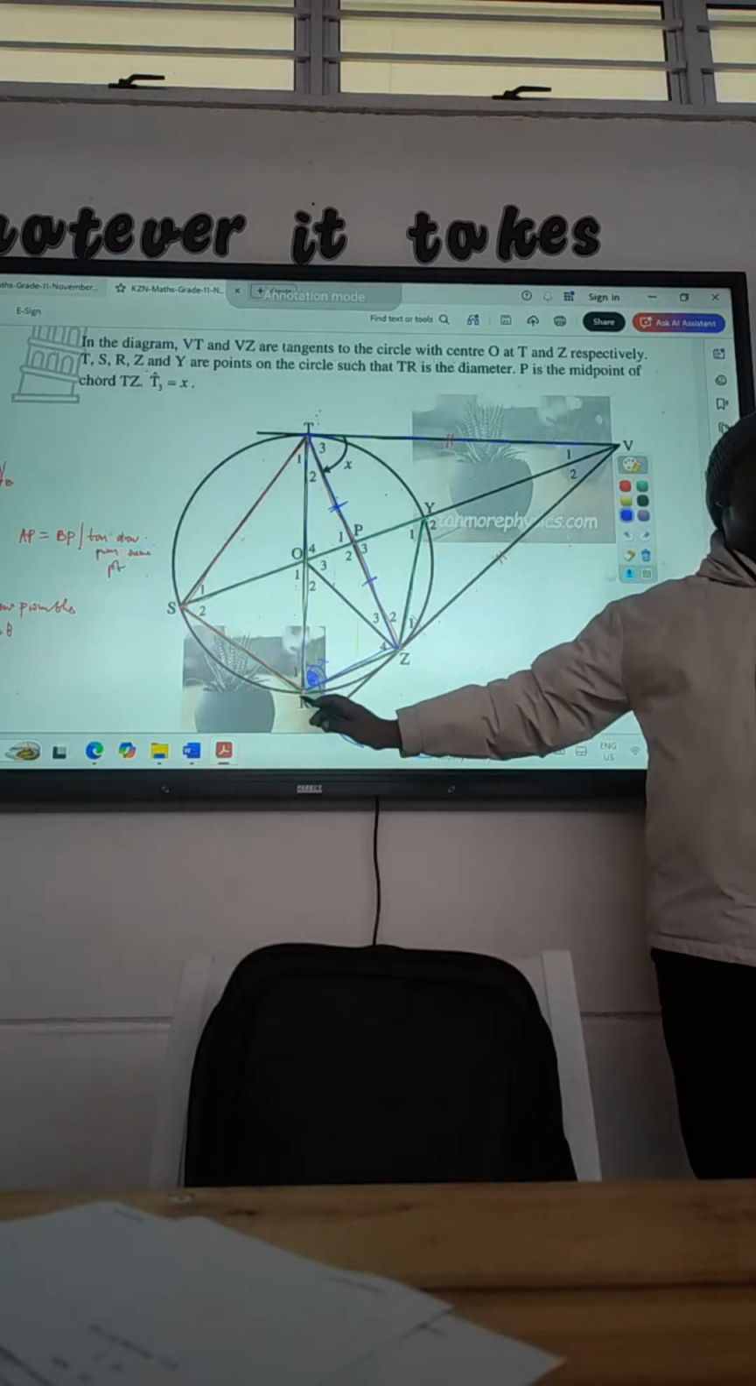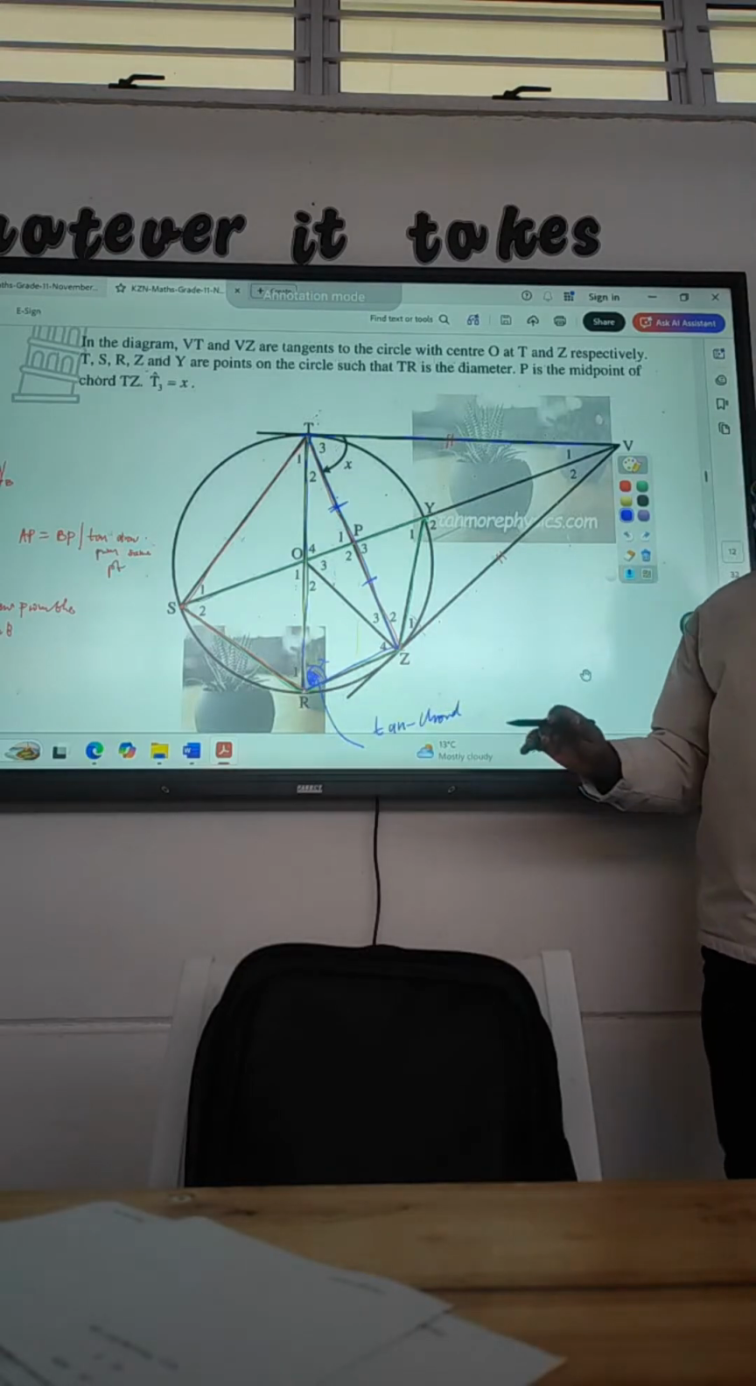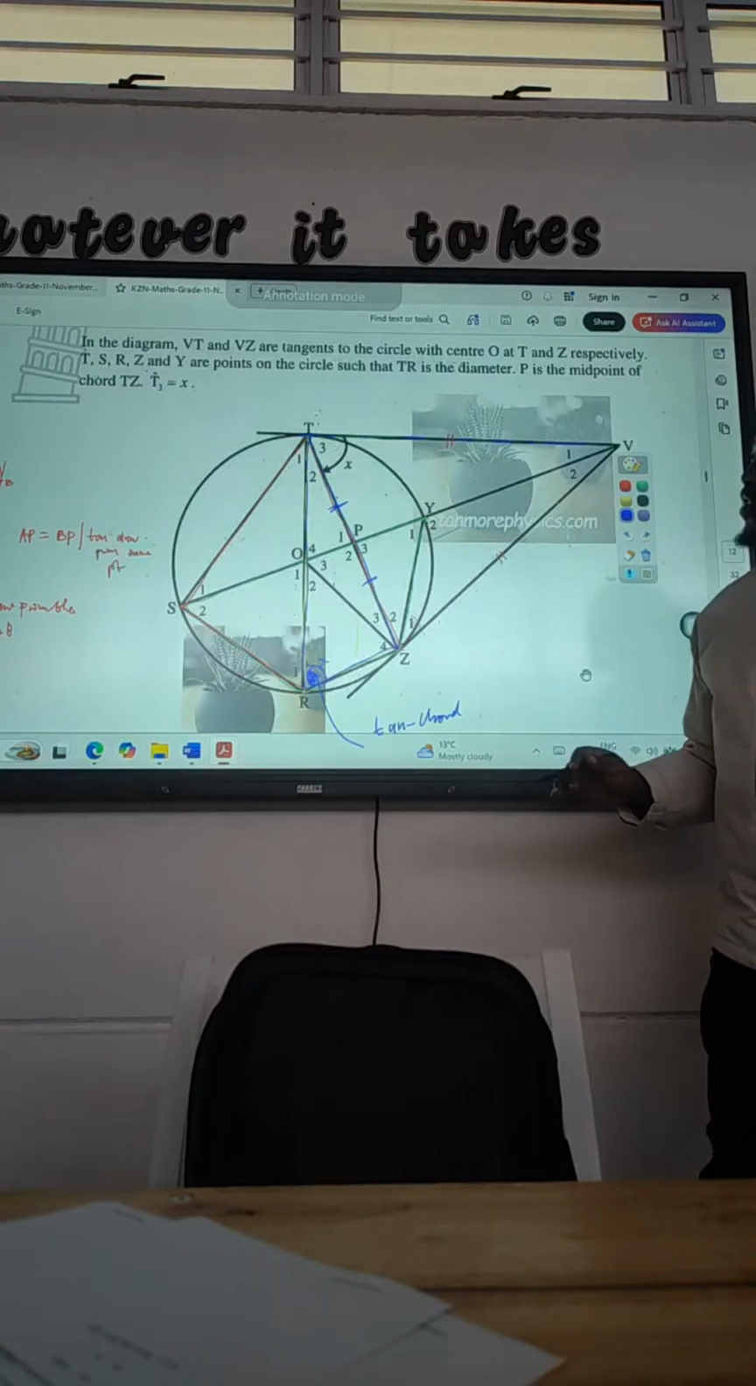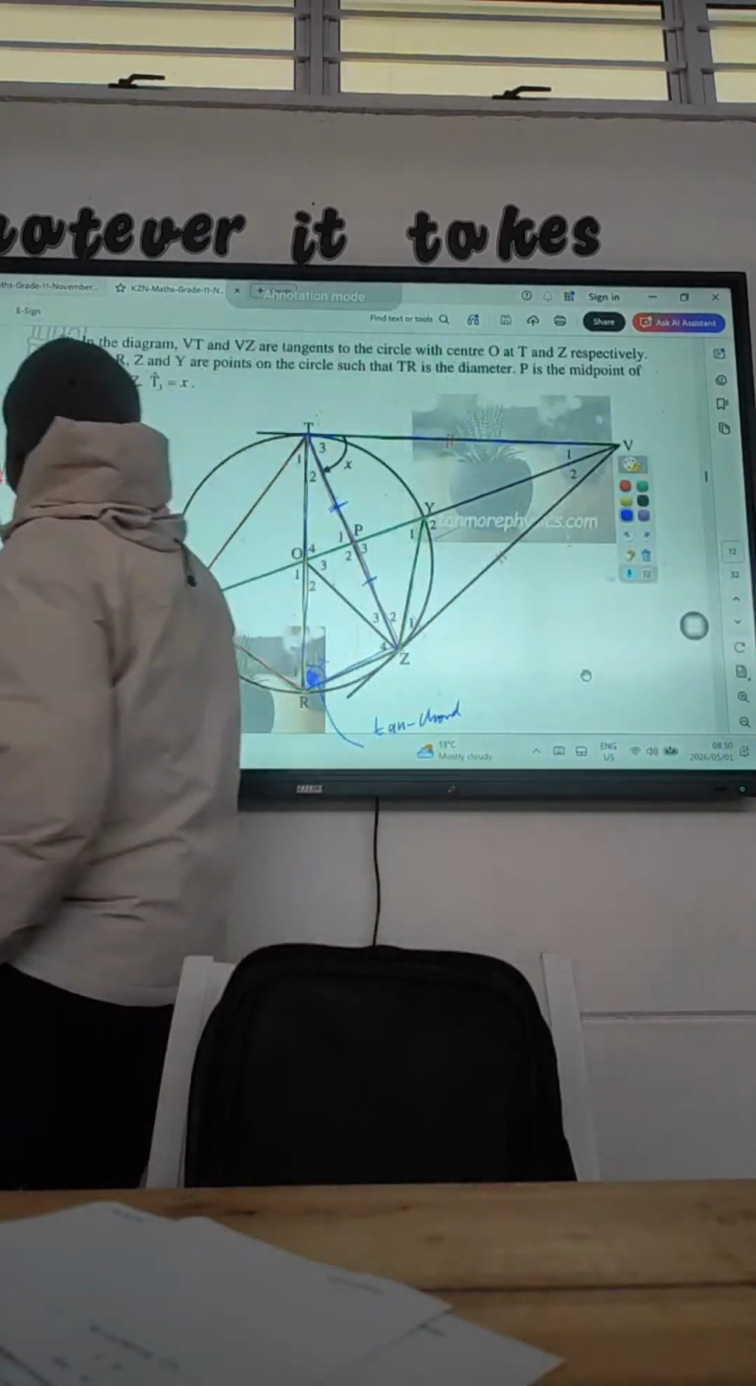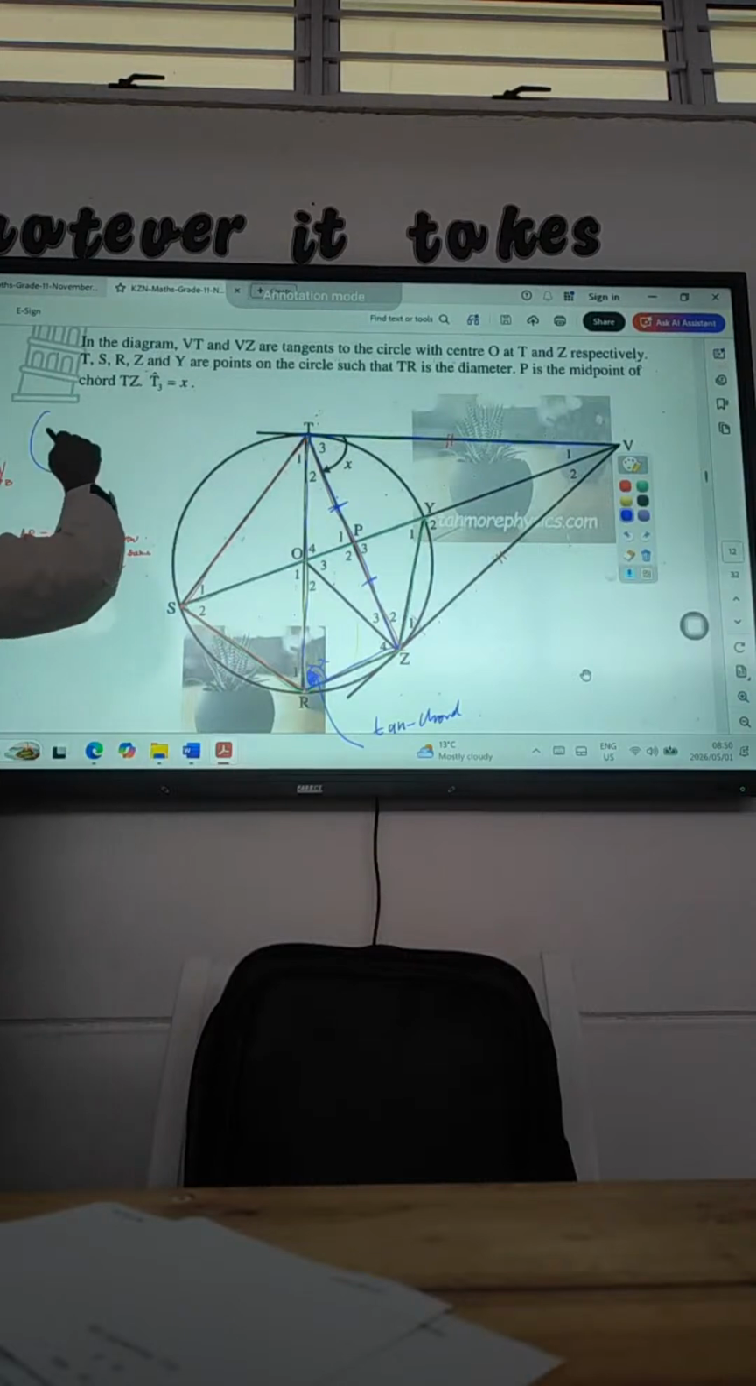Can I explain why R3 is equal to X? Okay. We are using the tangent-chord theorem. The tangent-chord theorem says if you have a tangent and then you have a chord, there is an angle that is made by the tangent and the chord. Do you see it?